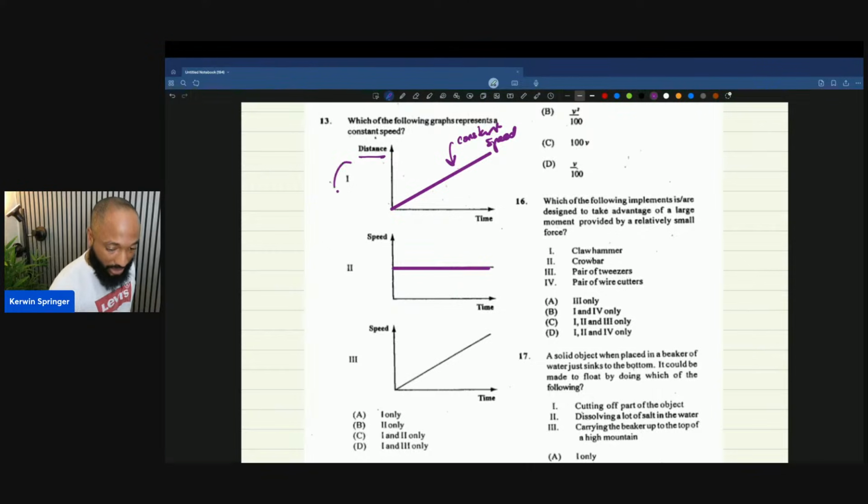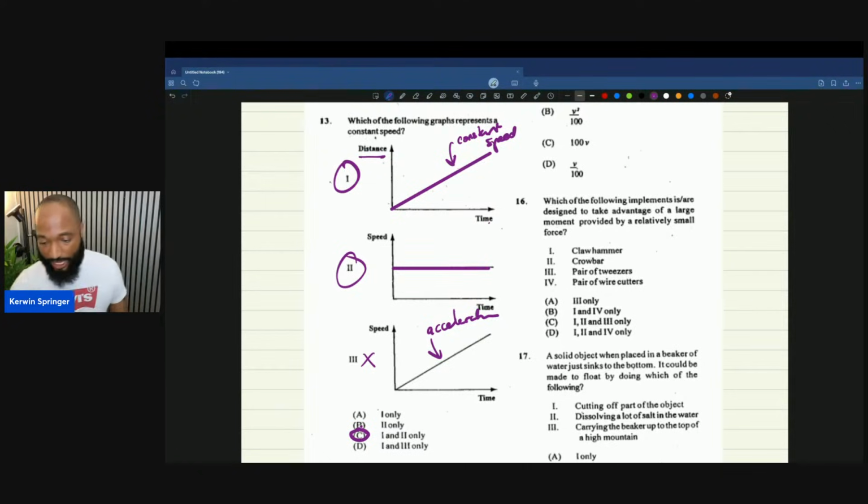So this is constant speed and this is constant speed. Watch your units. That's the big catch in this type of question. This is not constant speed. This is constant acceleration. So they do try to trick you with this in this question. So it's 1 and 2. The answer is C. Everybody understand?